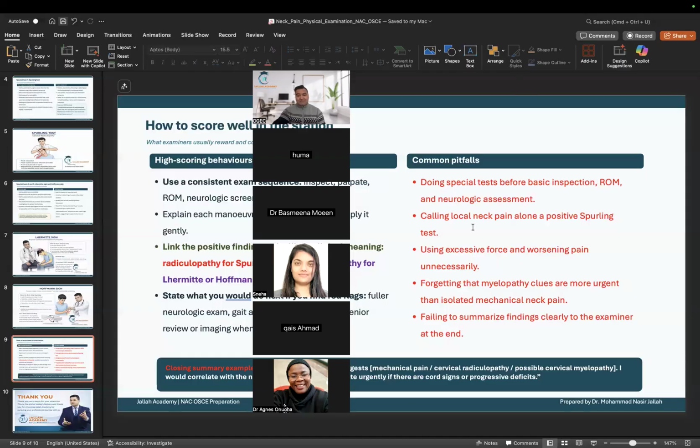Calling local neck pain alone a positive Spurling test, which is wrong. Using excessive force and worsening pain unnecessarily. See, excessive force: we never apply any pressure. We just act as if we are applying pressure. Forgetting that the myelopathic clues are more urgent than isolated mechanical neck pain. Failing to summarize findings clearly to the examiner at the end.